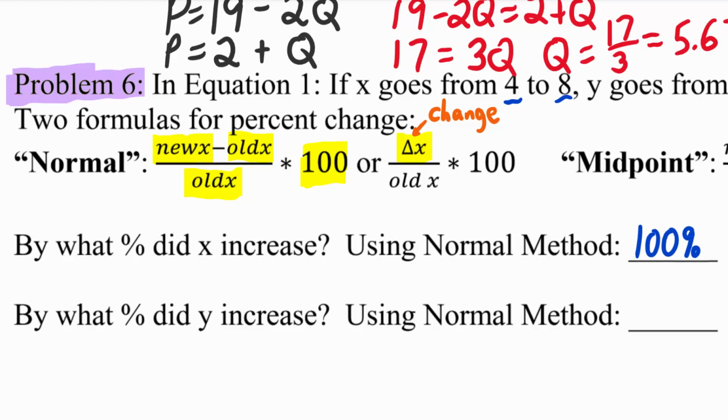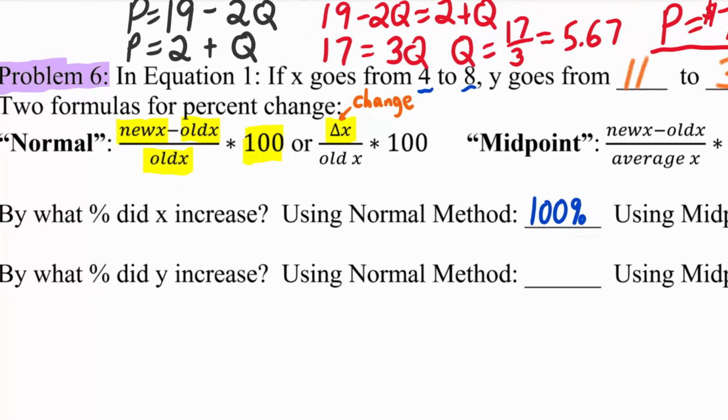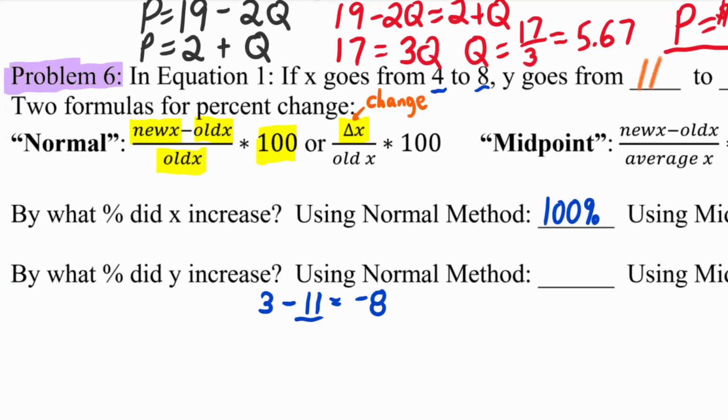Now what about y? How much is y increasing? Well, we figured out from looking at the graph, we could also use the equations, that y was going from 11 to 3. So, by what percent is y going to increase? The new value is going to be the 3. The old value is the 11. If we take the new value of 3 minus the old value of 11, we get minus 8. And if we divide that by the old value, which is the 11, multiply that times 100, see what you get for a percentage change.